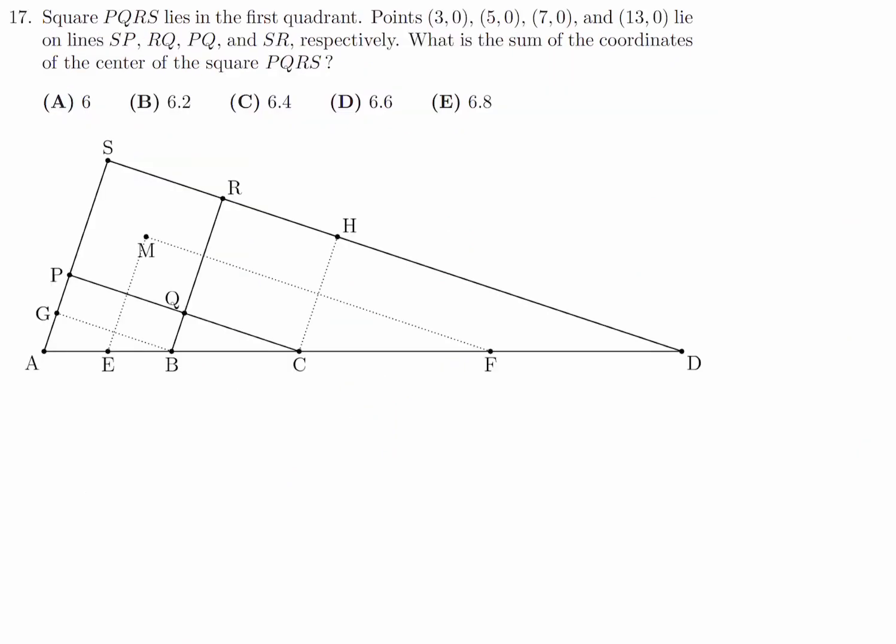Square PQRS lies in the first quadrant. Points 3, 5, 7, and 13 lie on lines SP, RQ, PQ, and SR respectively. What is the sum of the coordinates of the center of the square PQRS?